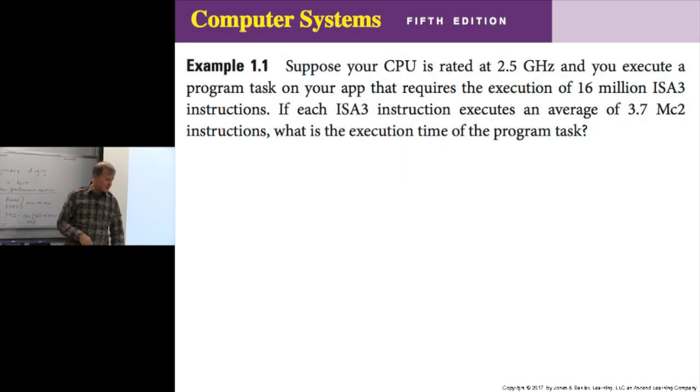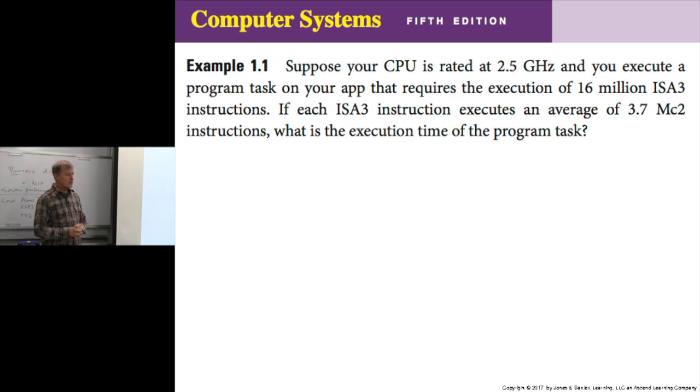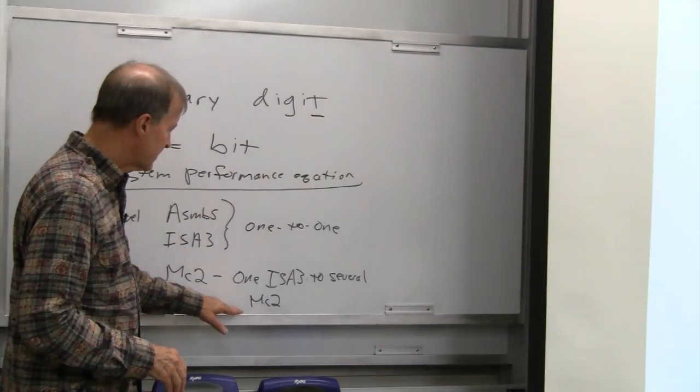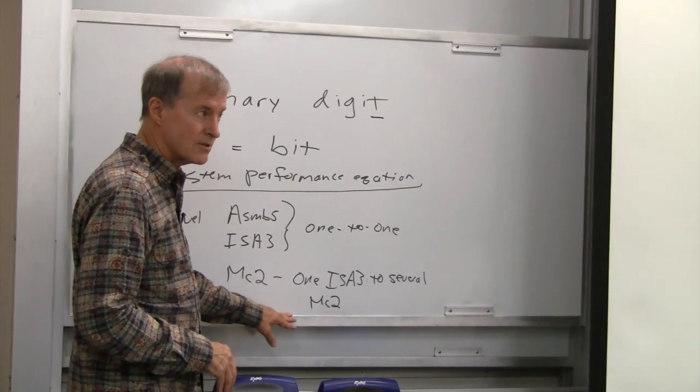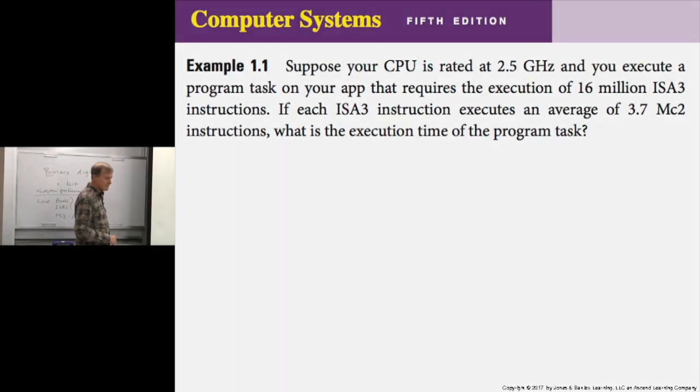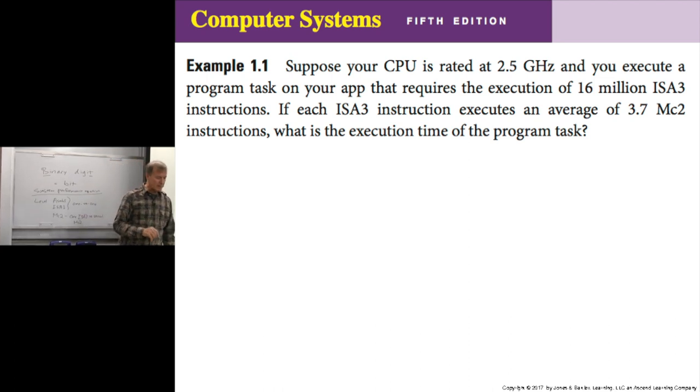So here's example 1.1. Suppose your CPU is rated at 2.5 gigahertz. You execute a program task on your app that requires the execution of 16 million ISA3 instructions. If each ISA3 instruction executes on an average of 3.7 MIC2 instructions, in other words, one to several, are you with me on this? One to several, okay. What is the execution time of the program task?